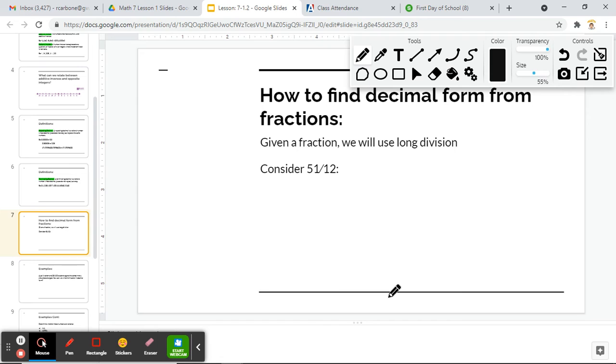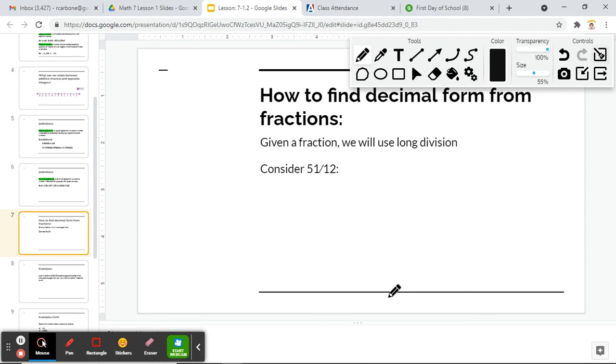Alrighty, so how do we find the decimal form from fractions? Given a fraction, we're going to use long division. So for example, 51 over 12. First off, I'm going to break this into a smaller number. Remember, this is a mixed number, so I'm going to break this down into an easier number. I know already that 12 goes into 51 4 times, because 12 times 4 is 48, and then we would have a remainder of 3. So I have 4 and 3/12.